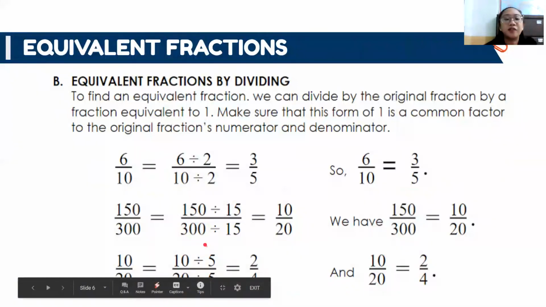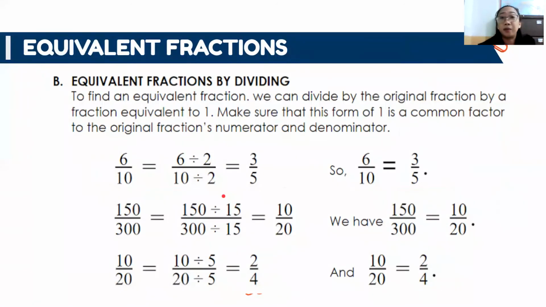Here, 5 over 5. So if we divide a number by 1, we will get the same number. 5 divided by 1 is 5. If we divide a fraction by 1, we'll get the same fraction, but it just looks different. So 6/10 divided by 2 over 2 will get 3/5, because 6 divided by 2 is 3, and 10 divided by 2 is 5. So 6/10 is equal to 3/5. 6/10 is an equivalent fraction to 3/5.